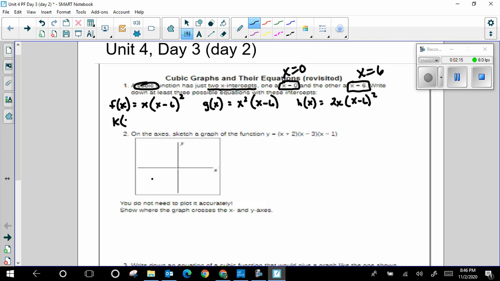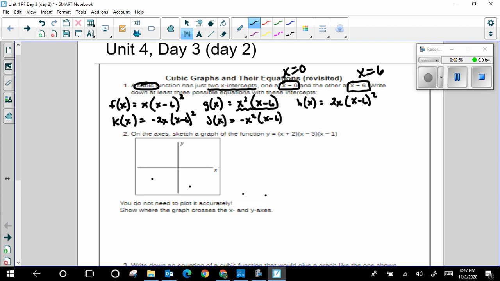I could go k of x. I could negate h of x. I could do negative 2x times x minus 6 squared. I could do j of x. Let's mess with this one a little bit. Let's just negate the x squared. So negative x squared times x minus 6. So all I'm doing is doing different transformations. I still have the same zeros, and I still have cubic functions.